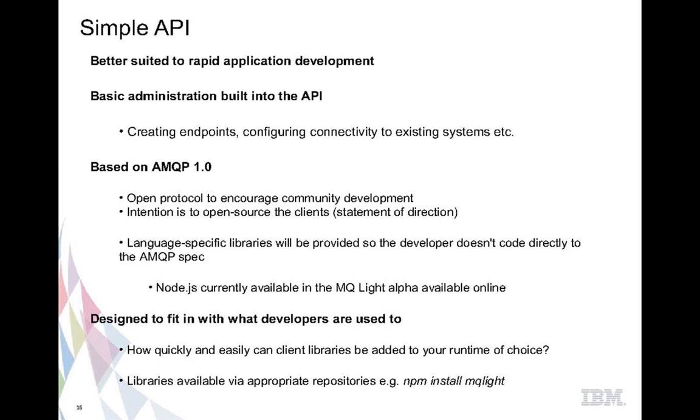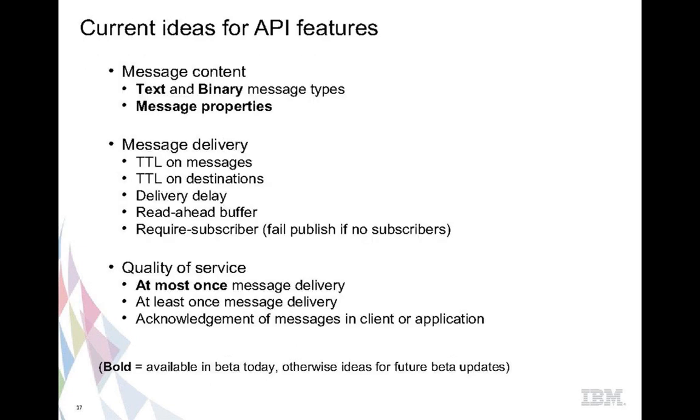On the next slide, slide number 17. Current ideas for the API features. All in bold that we see on this slide are available today, and others are ideas for the future beta drops. So we have message contents as text and binaries, and message properties are available with the messages today. So you can set message properties. And at most once is the quality of service that is available today with MQ Lite.